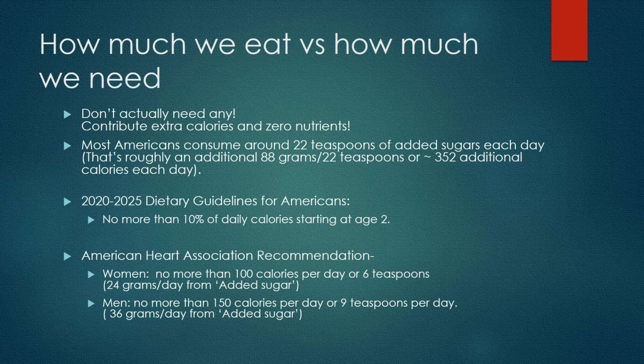So now we come into how much we eat versus how much we need. Most Americans consume around 22 teaspoons of added sugars each and every day. So that provides 88 grams of added sugars, which contributes 352 additional calories every day.